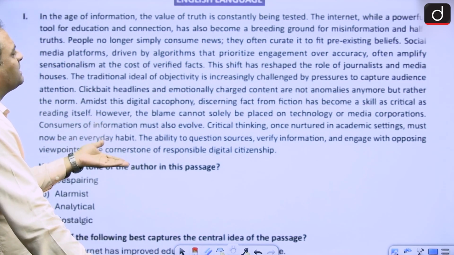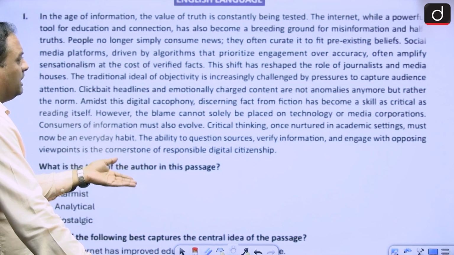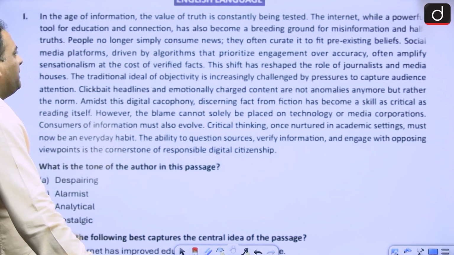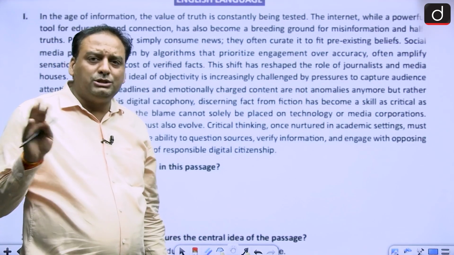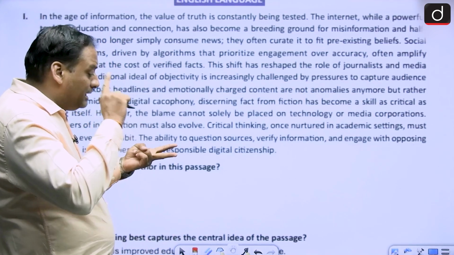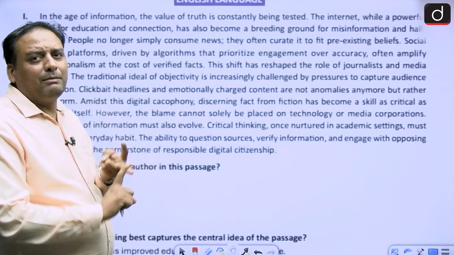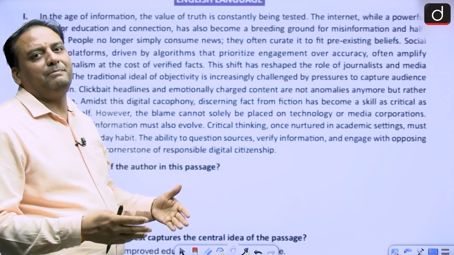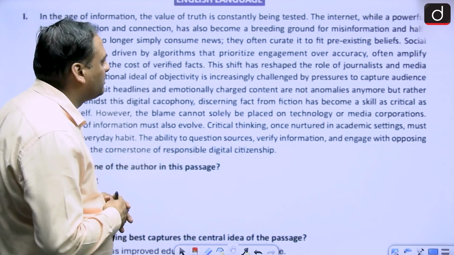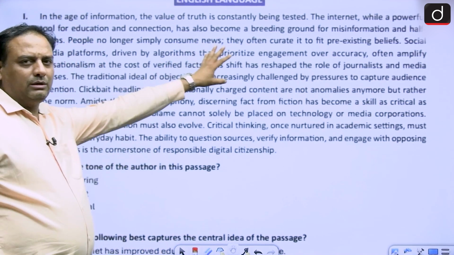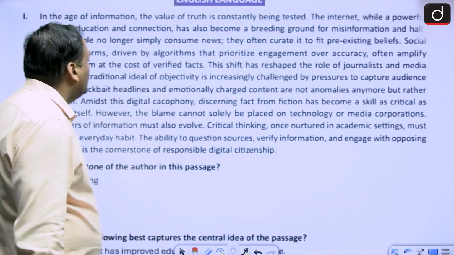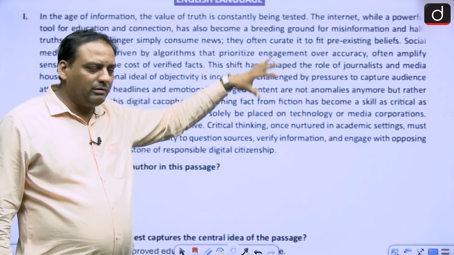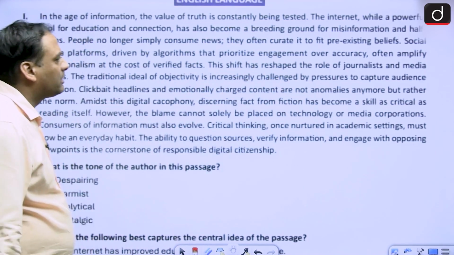People no longer simply consume news. They often curate it to fit pre-existing beliefs. People not only consume news, but they consume it in a particular way. If something is according to their pre-existing beliefs, they accept it, otherwise they do not. The meaning of curate, we will discuss it later. The explanation will be first in English, then in Hindi.